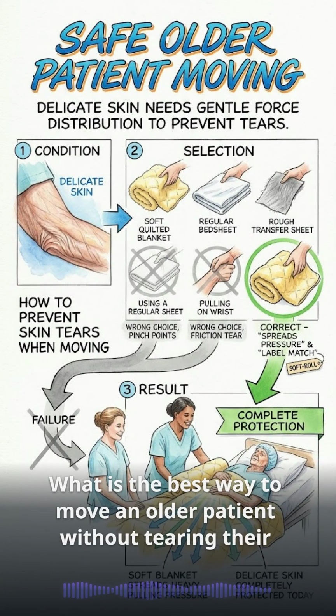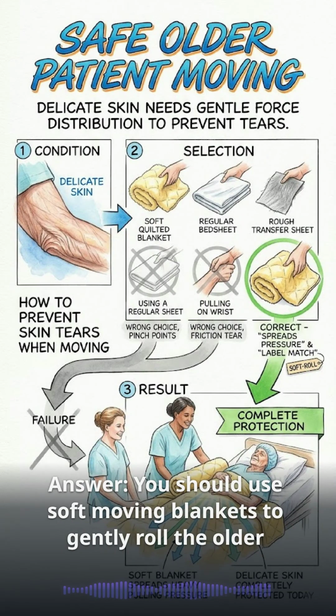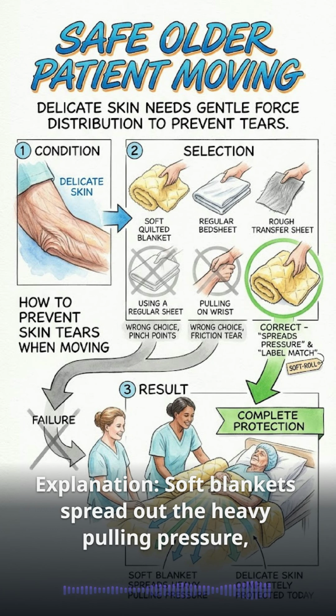60. What is the best way to move an older patient without tearing their skin? You should use soft moving blankets to gently roll the older patient around safely. Soft blankets spread out the heavy pulling pressure, protecting their delicate skin completely today.